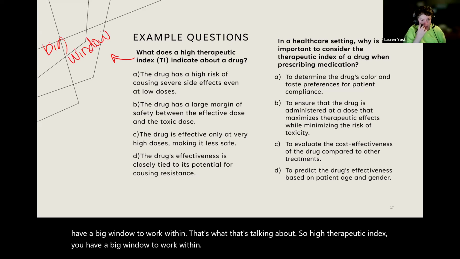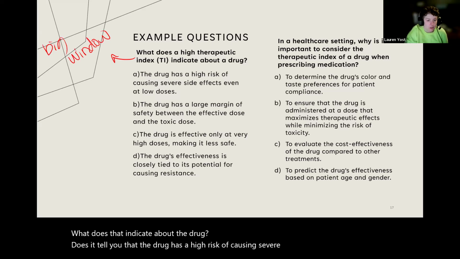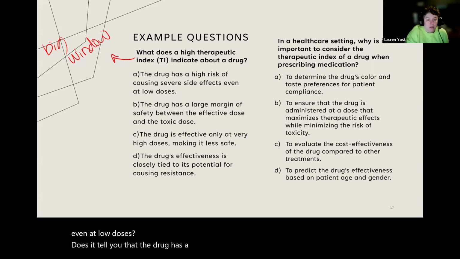What does that indicate about the drug? Does it tell you that the drug has a high risk of causing severe disease or severe side effects, even at low doses? Does it tell you that the drug has a large margin of safety between the effective dose and the toxic dose?